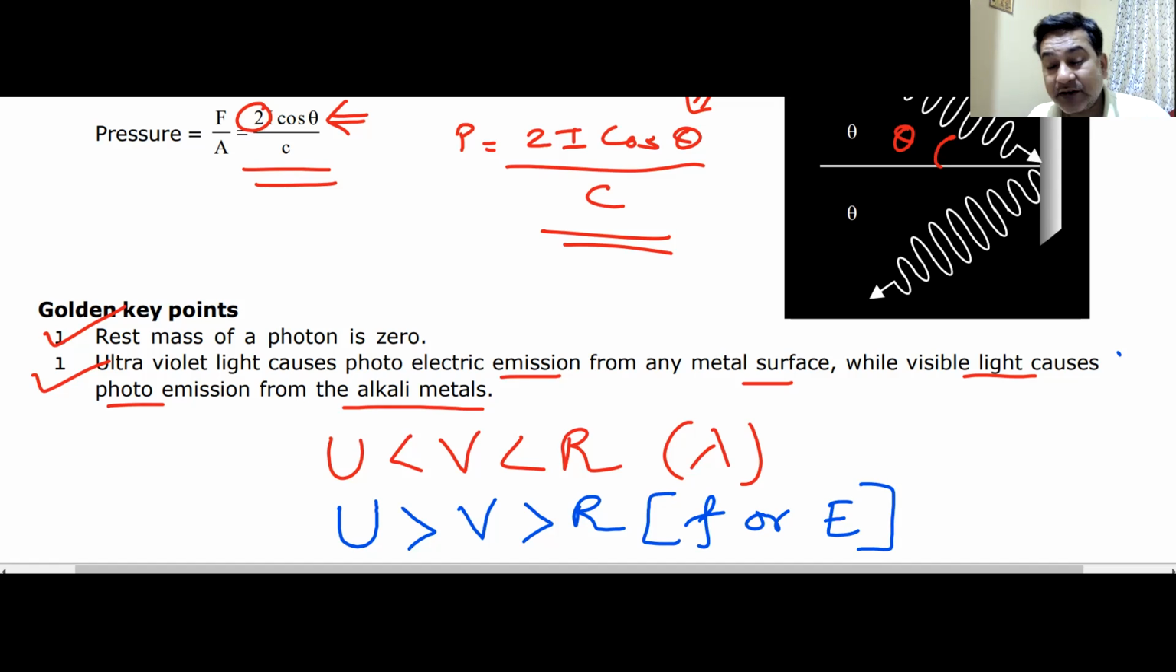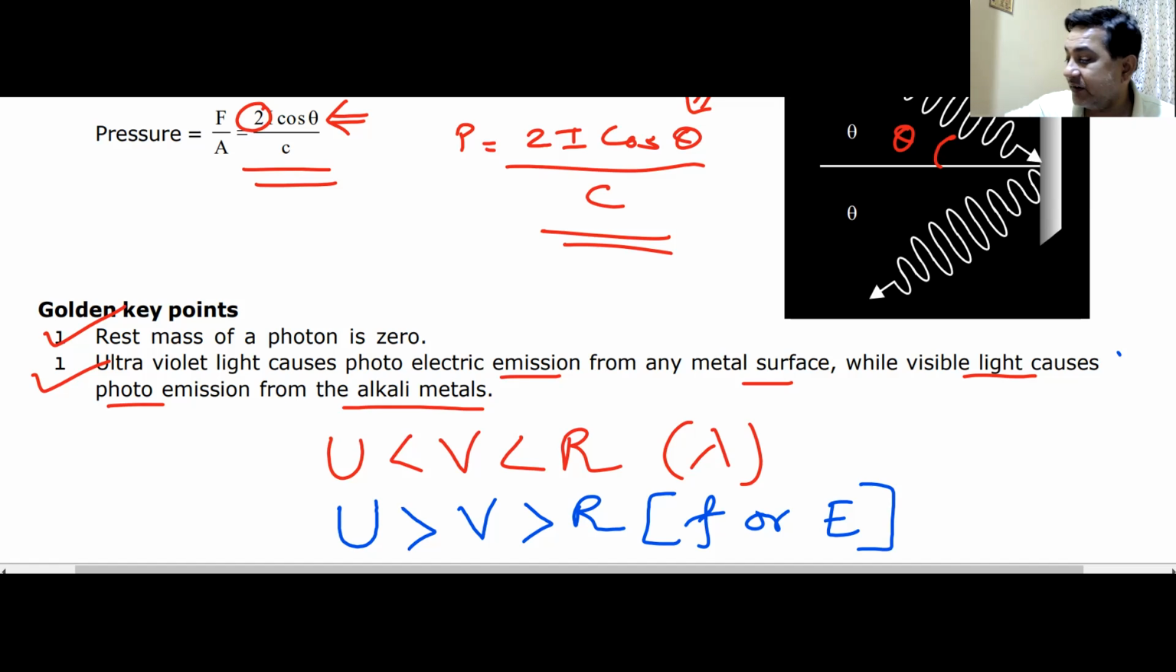So ultraviolet light will have more energy compared to visible, and visible will have more energy compared to infrared. Therefore ultraviolet light can cause photoelectric emission from any metal surface because it has more energy, whereas visible light only causes it from alkali metals because alkali metals require less energy for the photoelectric effect. All these are questions that are going to come in your exam, and when they come, please do not leave them, because these are straightforward questions.